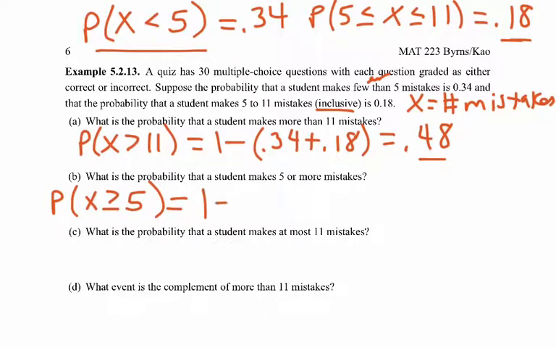So that would be 1 minus 0.34, which gives me 0.66. Notice if I had added 0.18 and 0.48, that would be the same value. So there's 2 ways you could have answered that question.